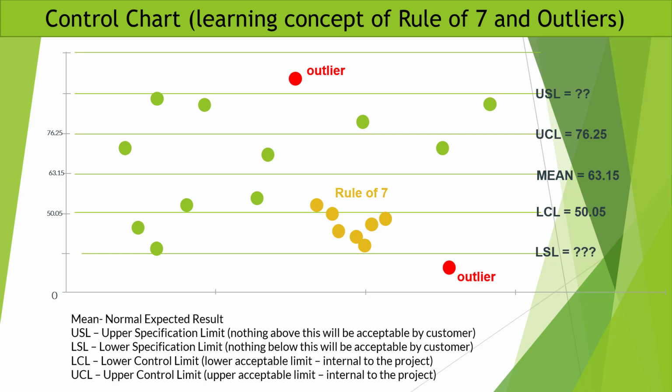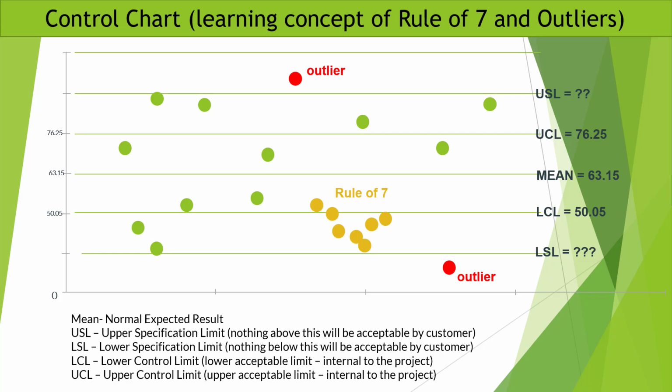Now the USL and LSL, which are the specification limits, are given by the customer. We do not define the upper specification limit and lower specification limit ourselves, right?